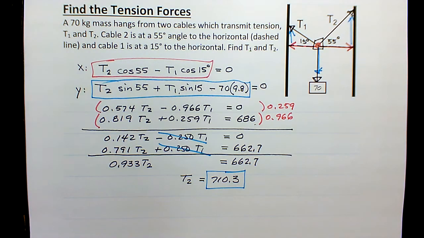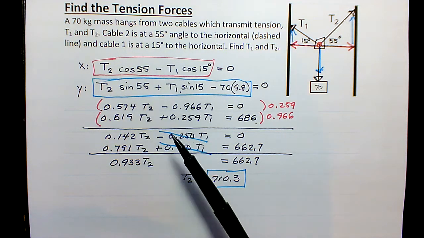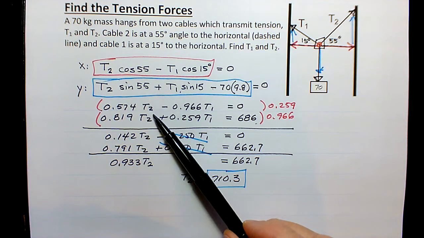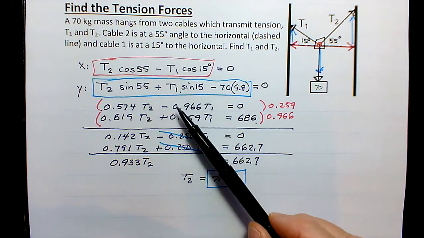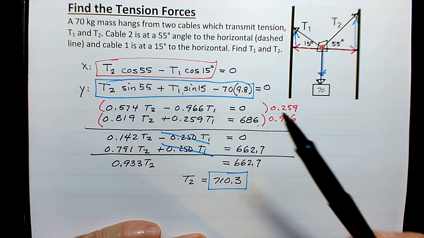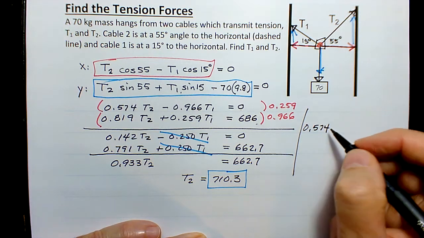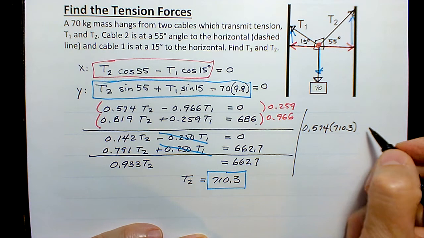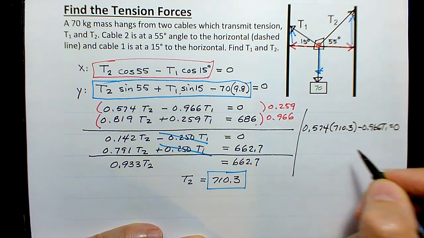Alright, and now we need to take this value and plug it back into one of the original equations. It really doesn't matter which equation, because we're solving for a point in space where they're going to share the same T2 and T1. So either equation can work. I'm going to choose the simpler one simply because this one contains a 0. And so 0.574 times 710.3 minus 0.966 T1 equals 0.